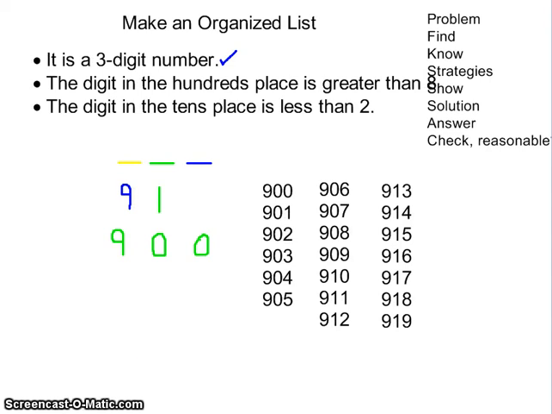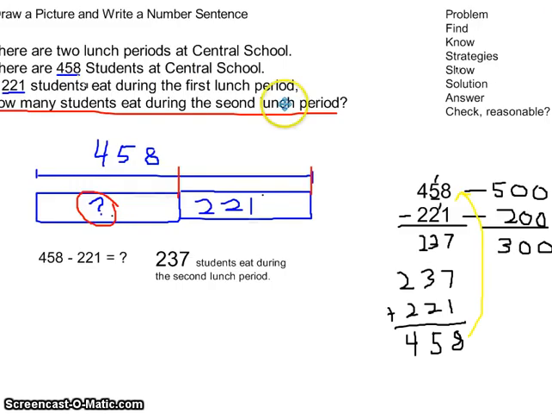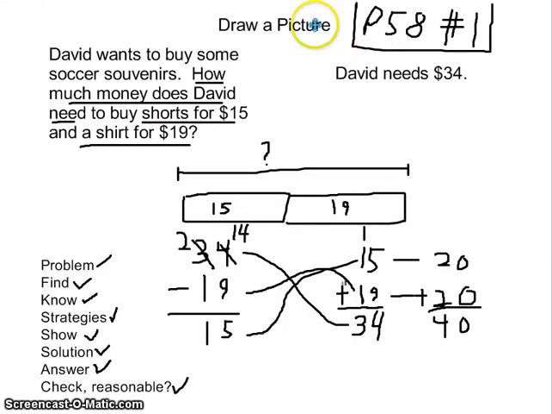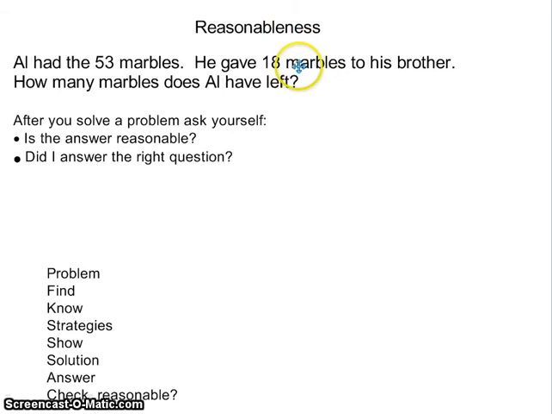In terms of problem solving, we've covered quite a few strategies right now. We've covered making an organized list, draw a picture, and write a number sentence, and it looks like that's not getting captured in your video for some reason, but it says draw a picture and write a number sentence. Went back and just did draw a picture, and now we're going to talk about reasonableness today.